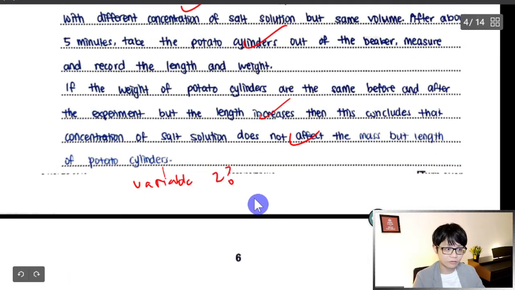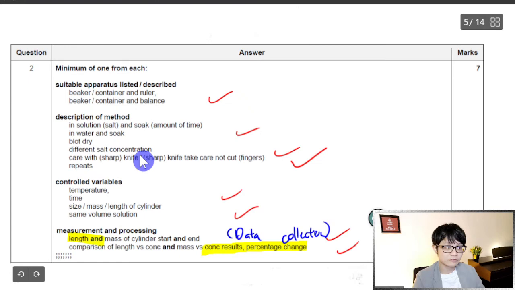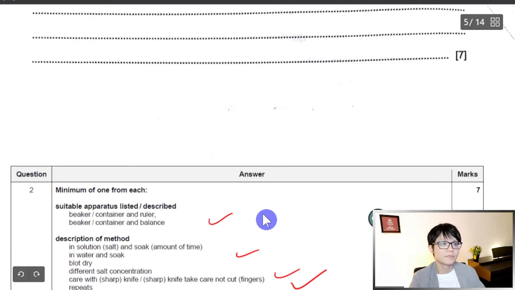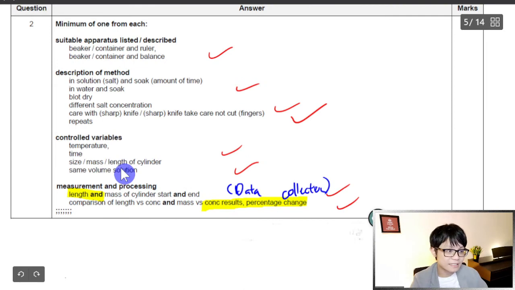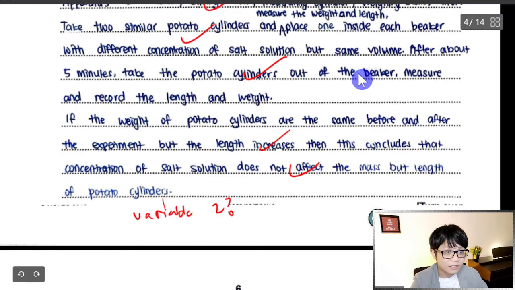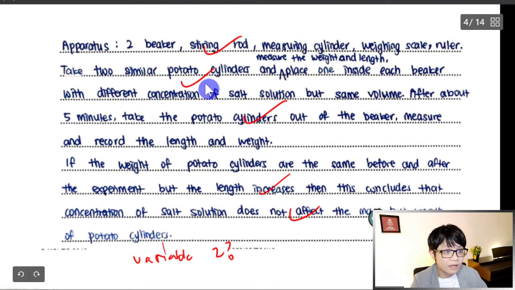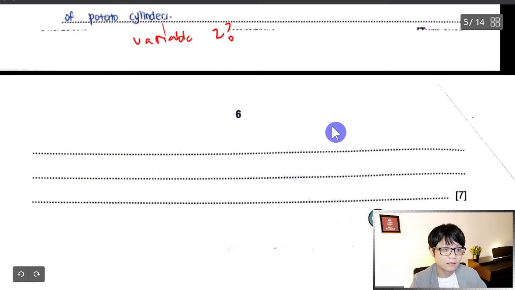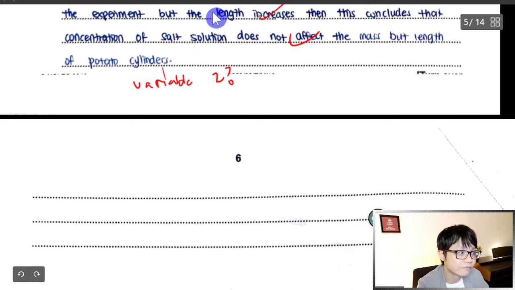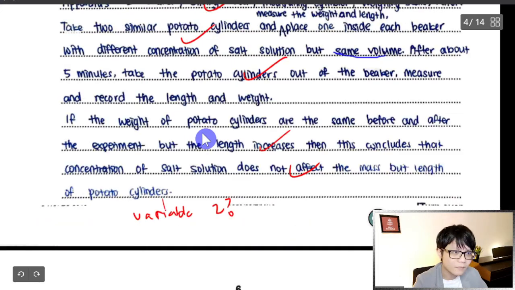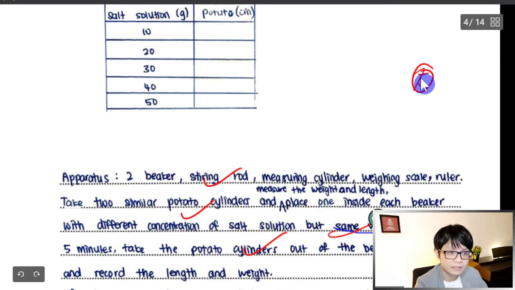The reason the student loses 2 marks is because the student didn't write the control variables, like temperature, time, size, mass, cylinder, same volume of solution. Okay, so here we can see that the student did mention measure it with the same solution. Okay, same solution. So because I didn't see, I just give 1 more mark for this question, so I put here 6.